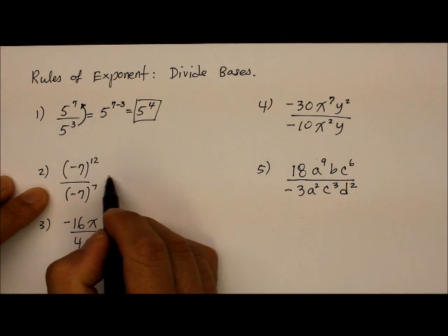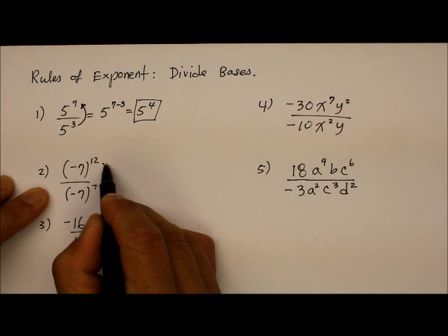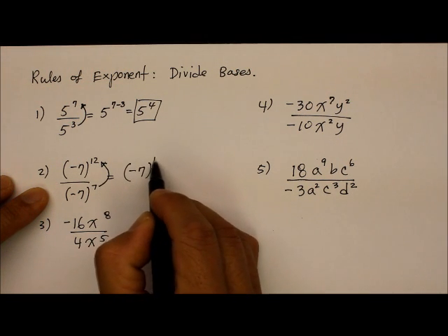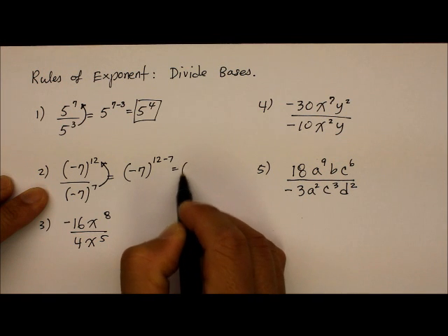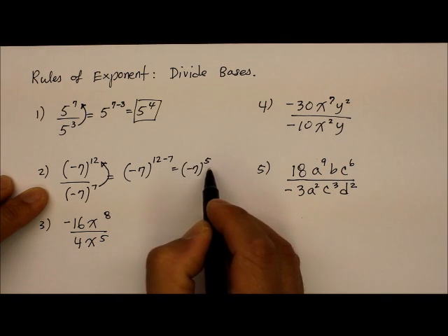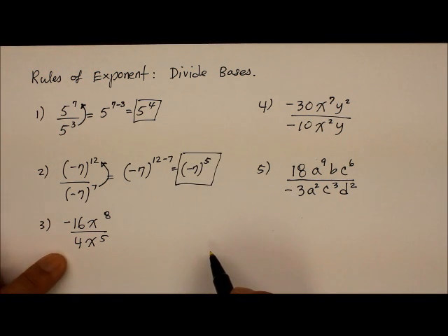Now, did you say that since 7 is smaller, it goes up to the bigger one, and you go -7 raised to 12 minus 7? So it's -7 raised to the 5th power? You'll be correct if you did. Now, that's getting a little spicy, isn't it? Okay? Try that one.